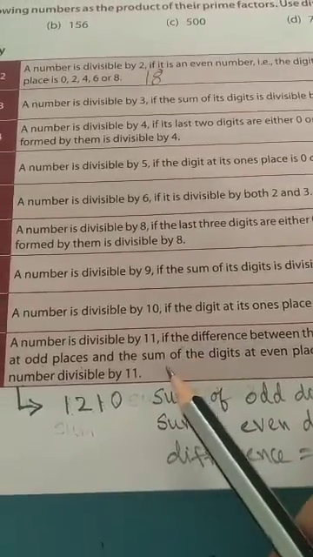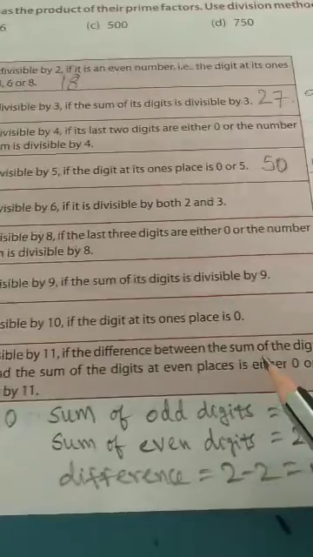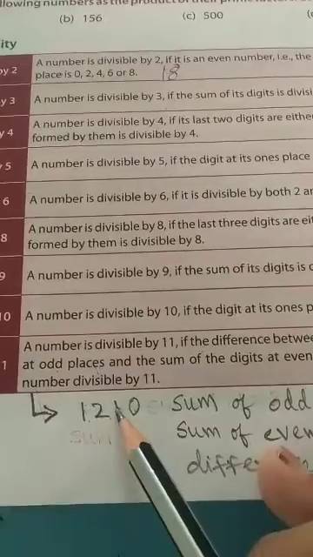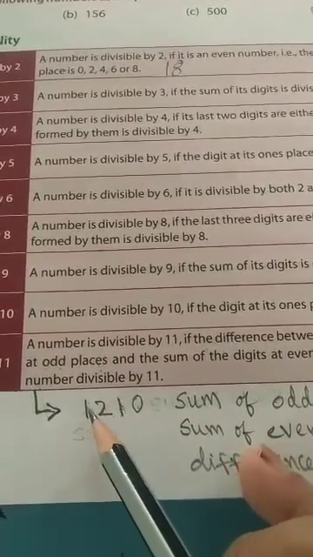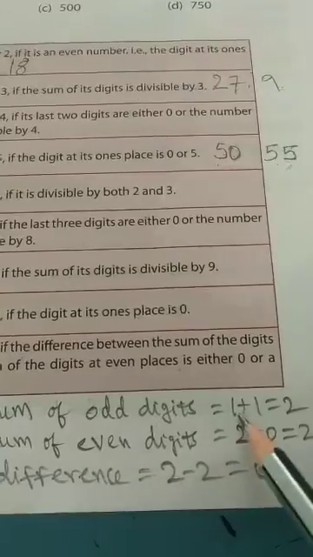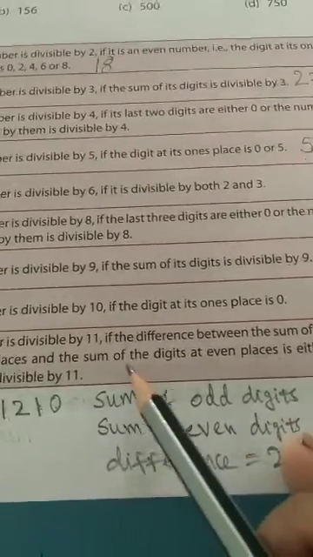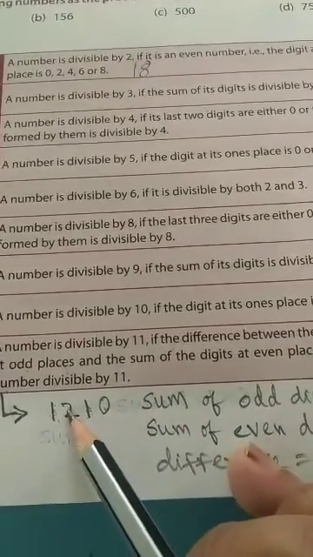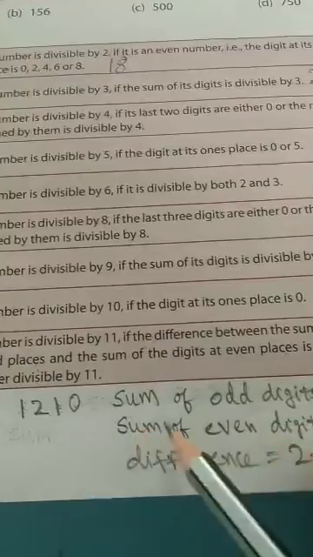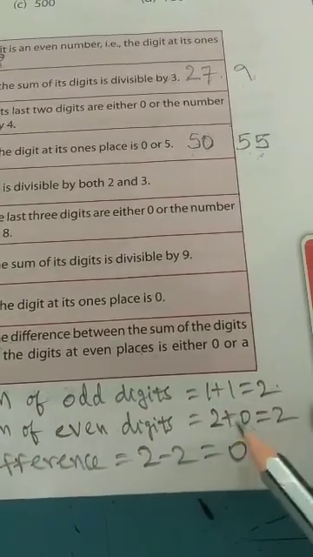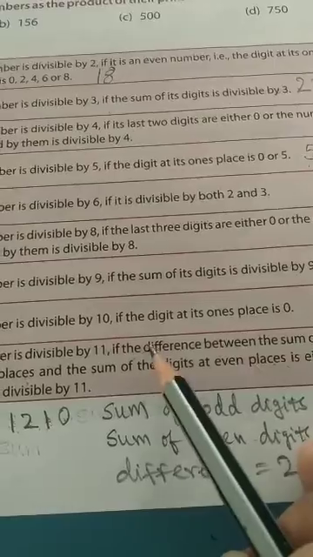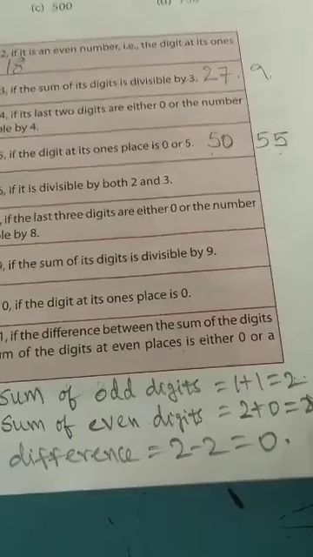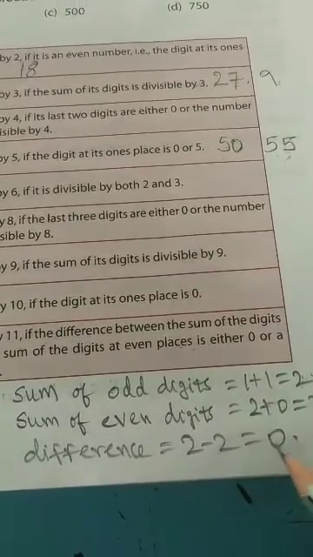So sum means what? You have to add the digits at odd places. Odd places means first one and third one, 1 plus 1. Sum of odd digits is equal to 1 plus 1 is equal to 2. Next, the sum of the digits at even places. What are the digits at even places? Second and fourth place, 2 and 0. Sum of even digits is equal to 2 plus 0 is equal to 2. And what is it saying? Difference. So what is the difference between these two? 2 minus 2 is equal to 0.